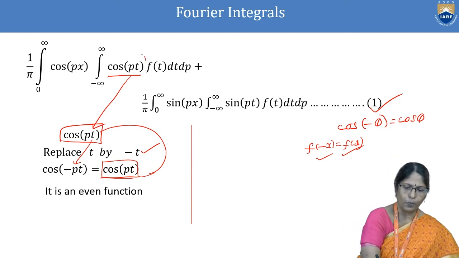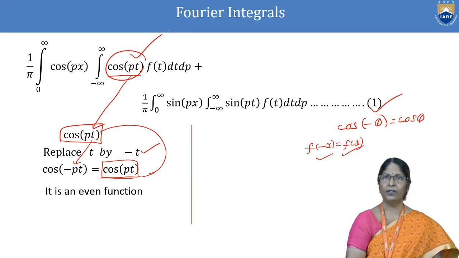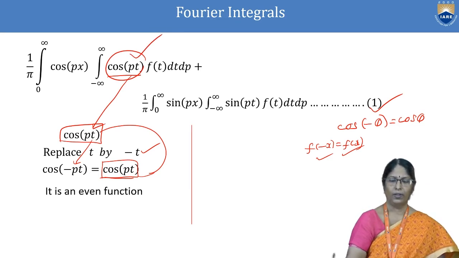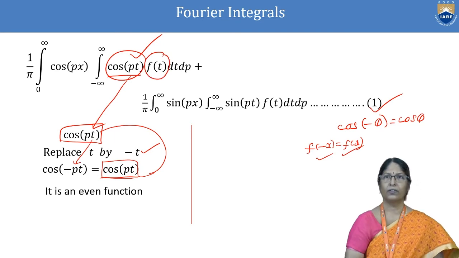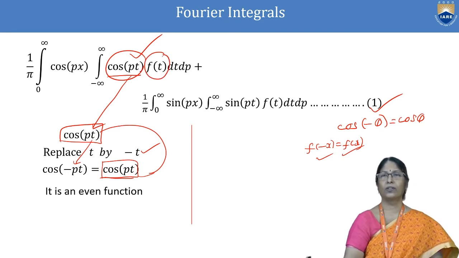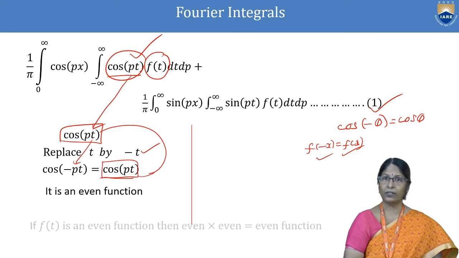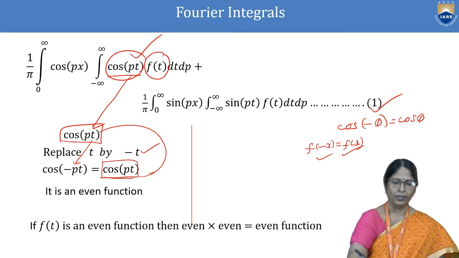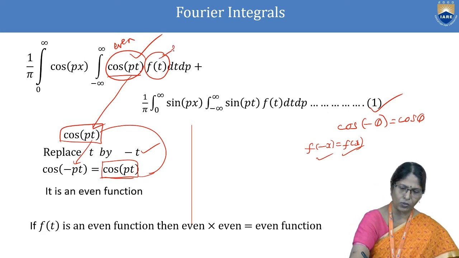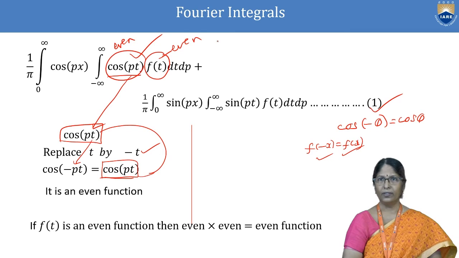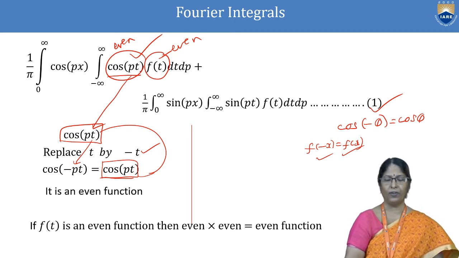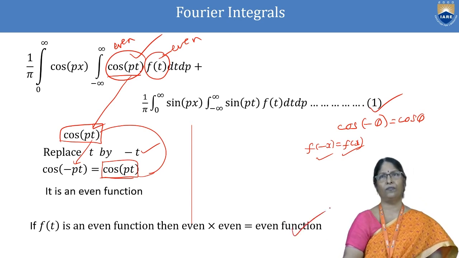Now, this part is an even function. Suppose this f of t is a formula. Suppose in a problem some functions f of t are given. If that f of t is an even function, and this is even, as we just checked, then both the functions are even. Even into even is nothing but an even function.